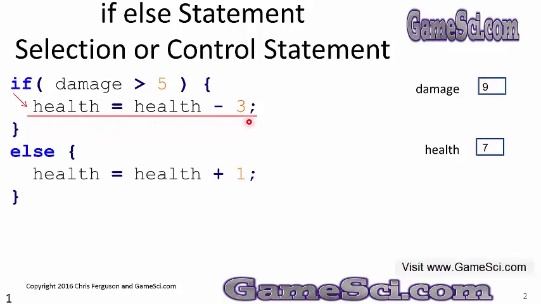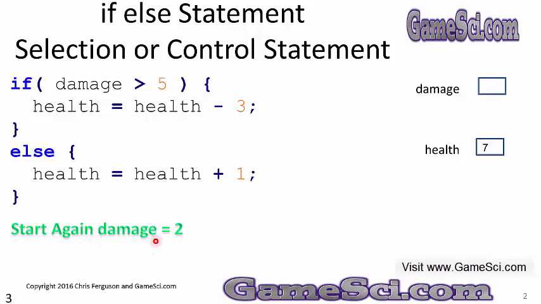Health equals health minus 3, and what happened here is we subtracted 3 from the health variable and it went down to 7. Do you see why it's called a selection statement? We selected this code to execute. What happens when we're done with the code in the if portion? When we're done with the code in the if portion, we skip past the else. This is a two-way decision. You will select one path and skip the other. So we skip past the else and continue on with the program.